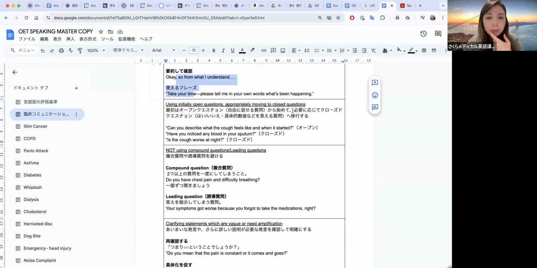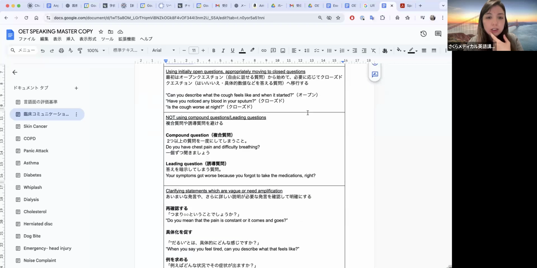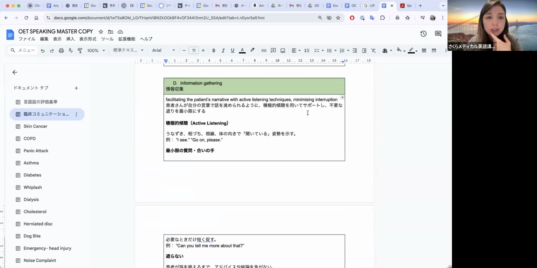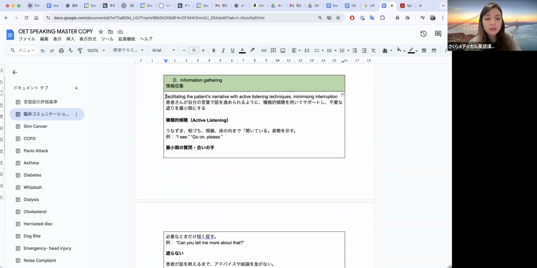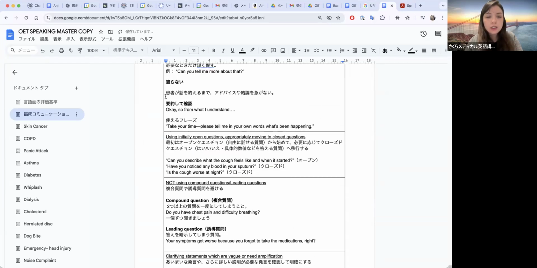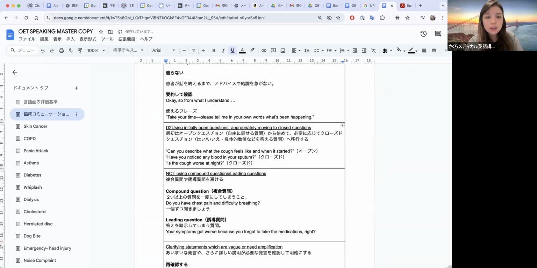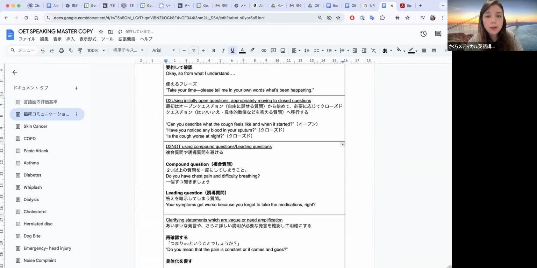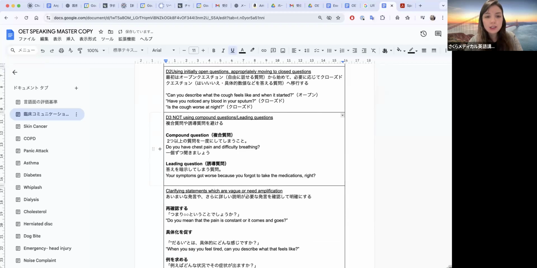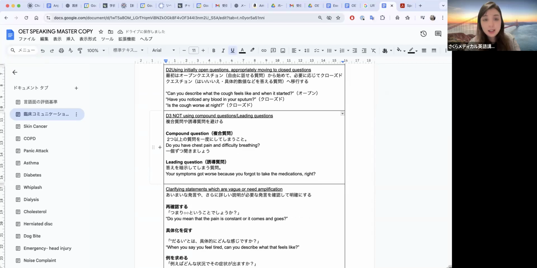Using initially open questions, appropriately moving to closed questions is another marking criteria. So that is D1, sorry, D1, this is D2. This is D3, not using compound questions or leading questions. So do you have chest pain and difficulty breathing? Is a compound question. You're asking two questions. Leading questions is your symptoms got worse because you forgot to take medications, right? So you're putting words into their mouth. So you don't want to do that.